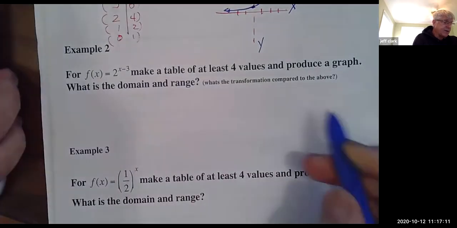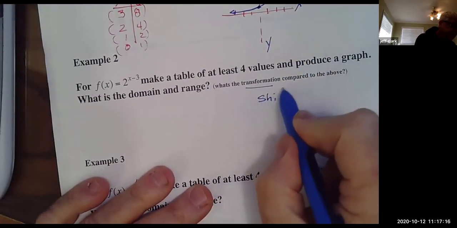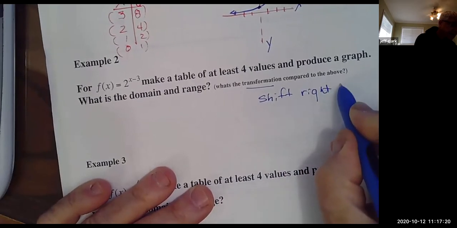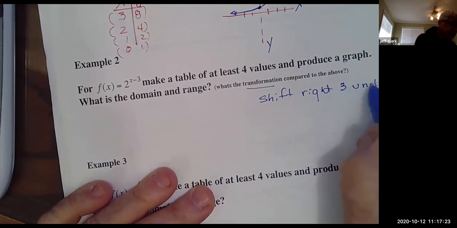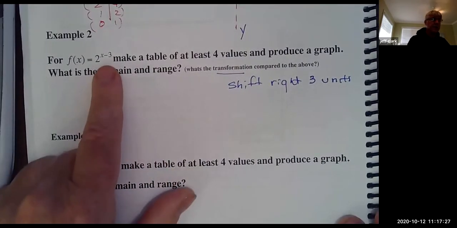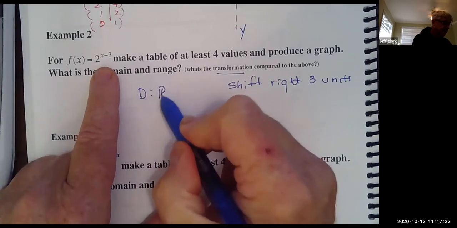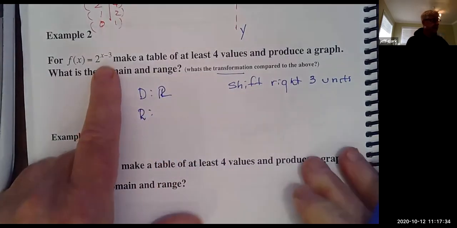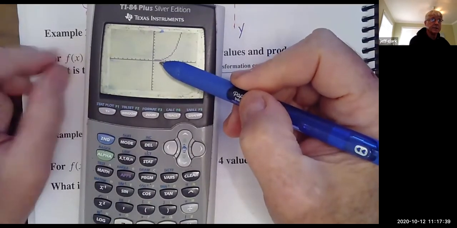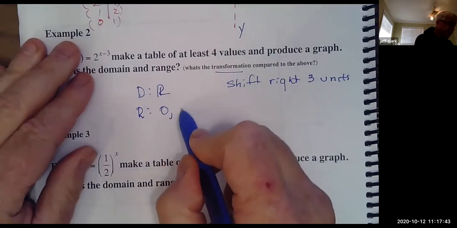And so the transformation that you may have learned might be a shift right 3 units. Shift right 3 units. And the domain is all real numbers no matter what. D for the domain, all real numbers. R for range. I take a look at the picture, the graph, and how low it looks like 0 again, but doesn't include 0, and how high, infinity. So 0 to infinity.